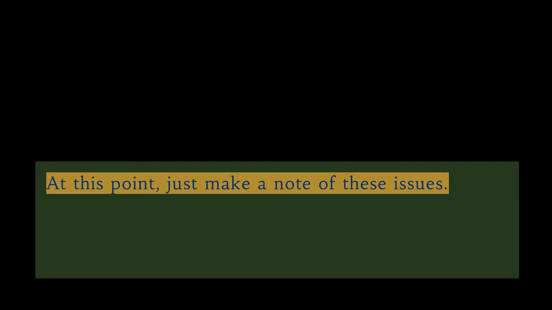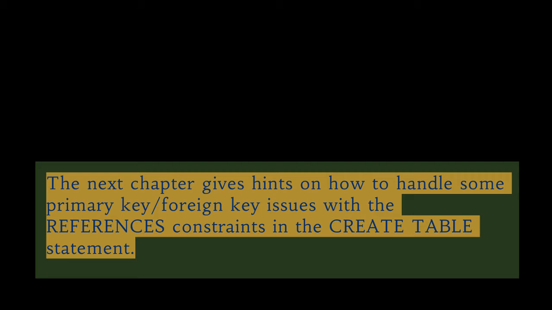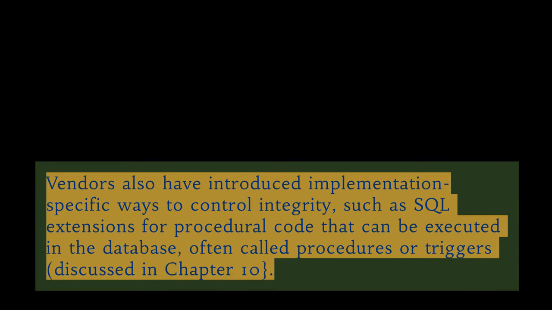At this point, just make a note of these issues. The next chapter gives hints on how to handle some primary key, foreign key issues with the references constraints in the create table statement. Vendors also have introduced implementation-specific ways to control integrity, such as SQL extensions for procedural code that can be executed in the database, often called procedures or triggers, discussed in Chapter 10.